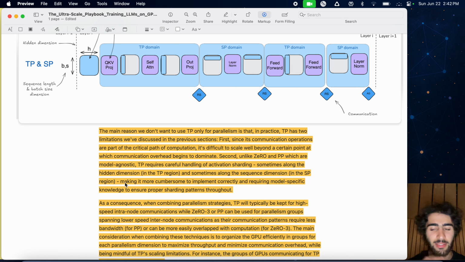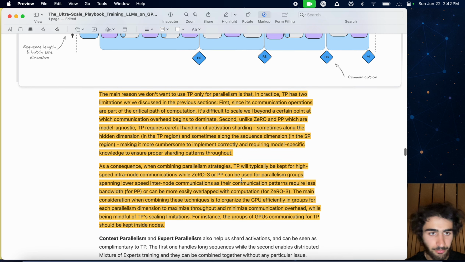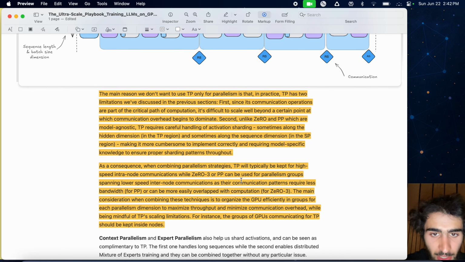Anyways, this type of specificity to the transformer, of course, could probably be adapted to other types of models, but it is not agnostic. It depends on the dimensions and how the model is designed. This makes it more cumbersome to implement correctly and requires model-specific knowledge to ensure proper sharding patterns throughout. As a consequence, when combining parallelism strategies, tensor parallelism will typically be kept for high-speed intranode communications, as I mentioned earlier, between the nodes, while zero redundancy optimizer 3 or pipeline parallelism will be used for parallelism groups spanning lower speed internode communications, as their communication patterns require less bandwidth.